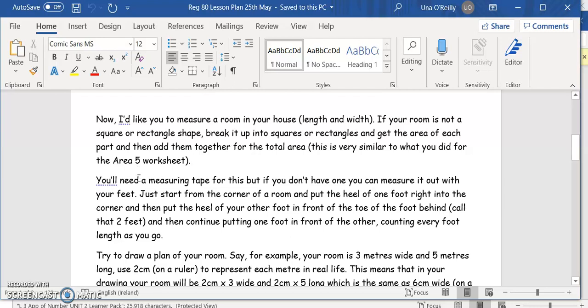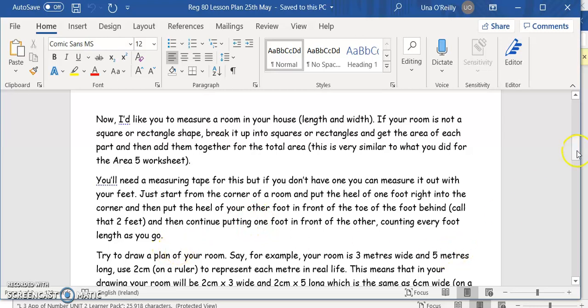You'll need a measuring tape, but if you don't have one, you can measure it out with your feet. I did record myself measuring something out with my feet earlier on today on my phone, but the file is too big to send, so I'm going to have to figure out a different way to show you that. But basically just start from the corner of a room and put the heel of one foot right into the corner, and then put the heel of your other foot in front of the toe of the foot behind. That's 2 feet, not 2 feet as in 12 inches each, but 2 of your feet. And then continue putting one foot in front of the other, counting every foot length as you go.